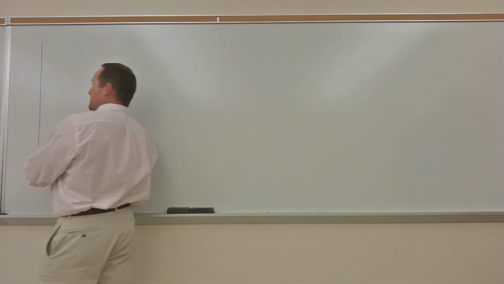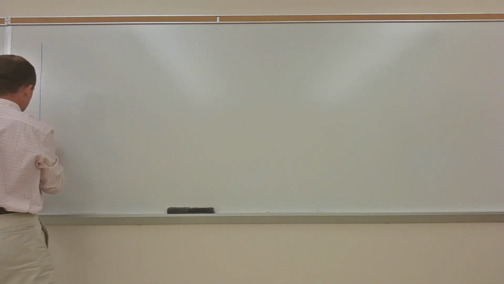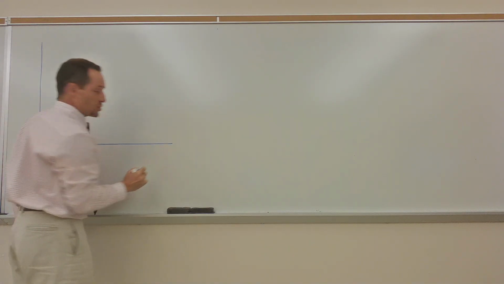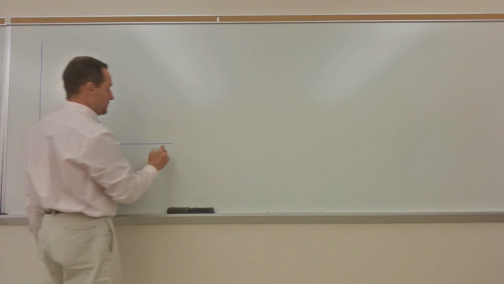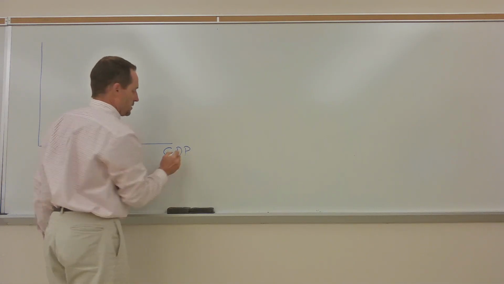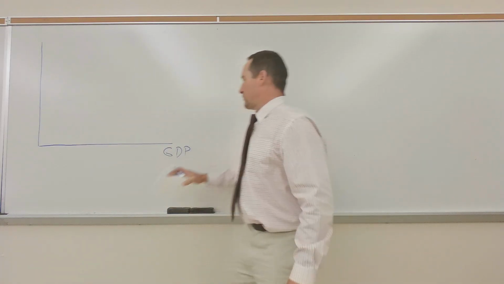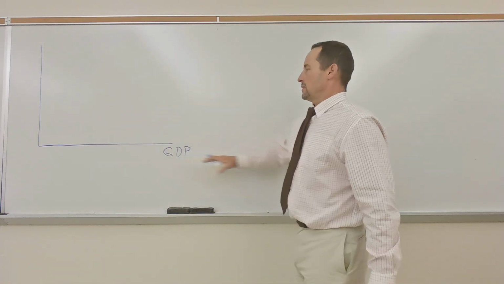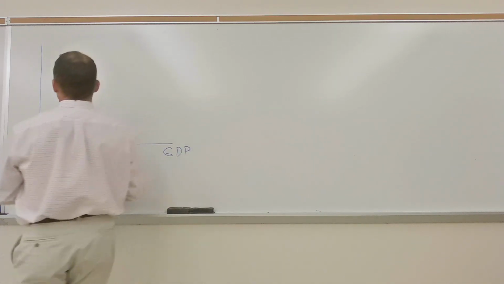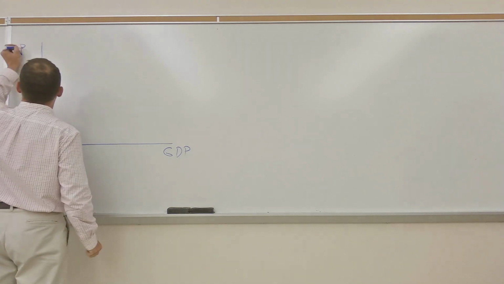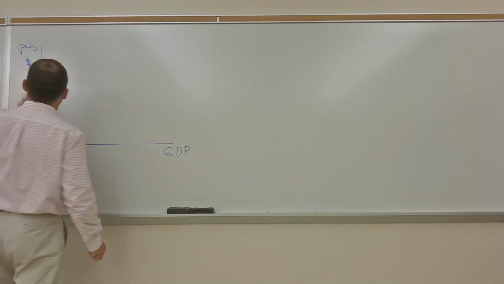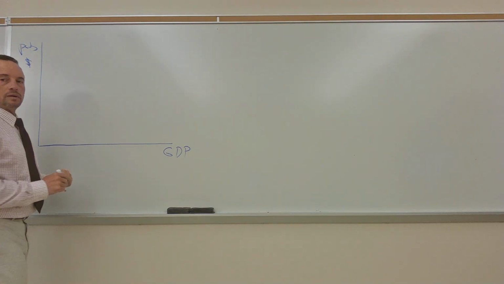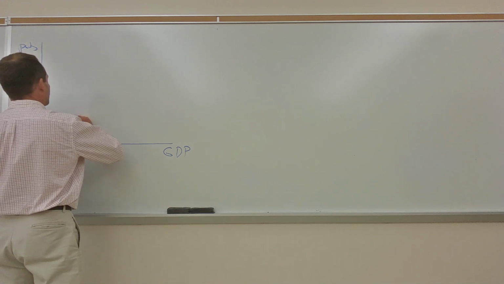So, this is public money. Horizontally, we have GDP. So we have GDP going along the bottom, and this is public money. Now, I will draw for you three tax rates.